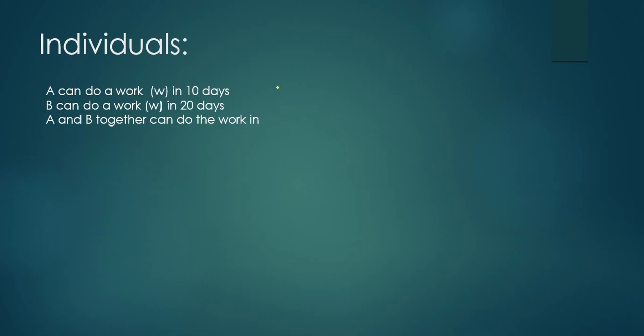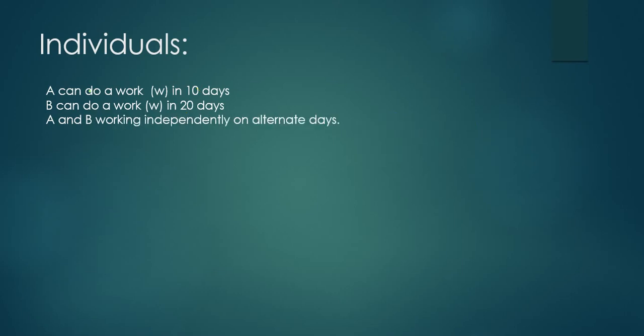See here, similarly, assume the total work as 20. Nothing but the LCM of 10 and 20. A is taking 10 days to complete 20 units. So per day A will do how many units? 2 units. 20 by 10. Similarly, B will do how many units per day? 1 unit per day, because B is taking 20 days to complete 20 units. Simply the answer is 20 by 3, that equals 6 2/3 days. Okay.